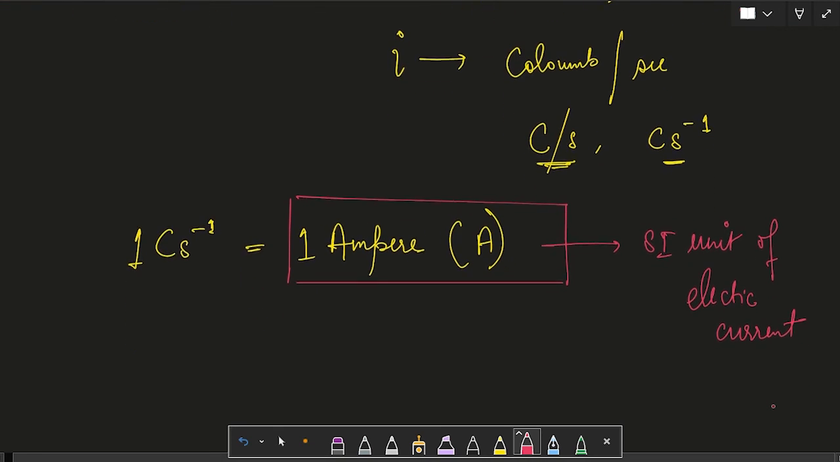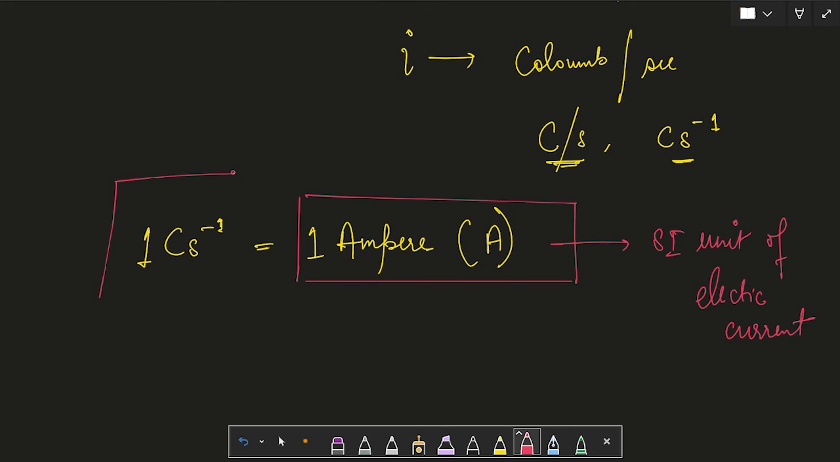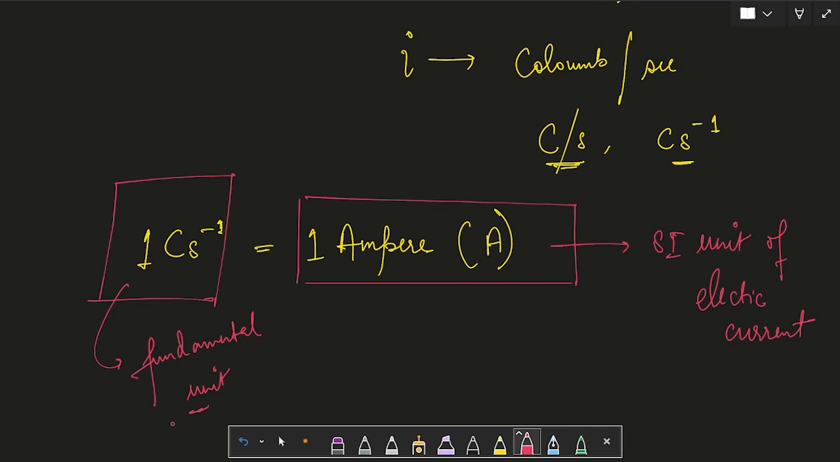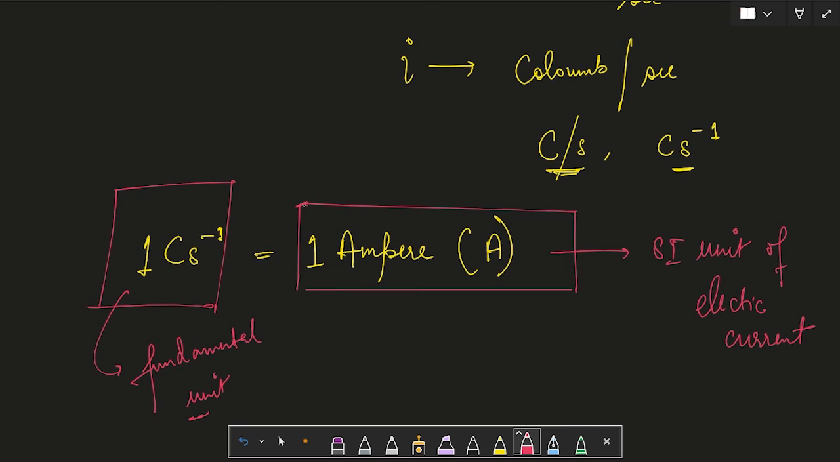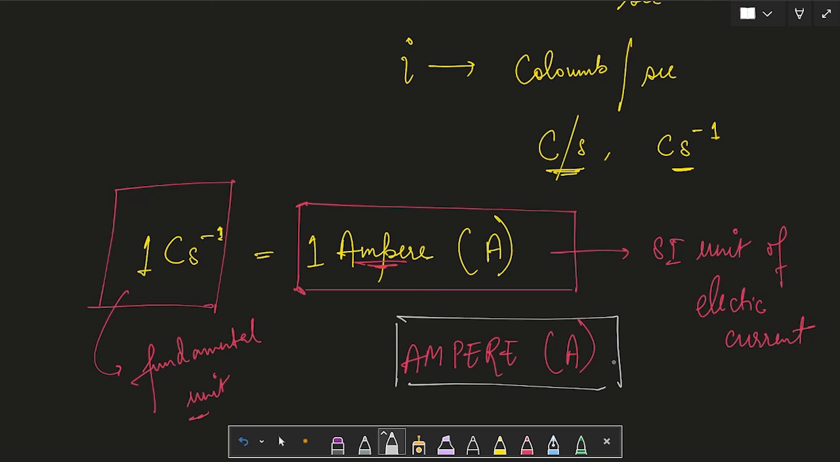This is the SI unit, and this part here would be described as the fundamental unit. Both are correct units, but when you are asked for the SI unit, you need to call out ampere. The SI unit of current would be ampere. Very important, and it is denoted by a capital A. This is called the SI unit. I hope I am clear.